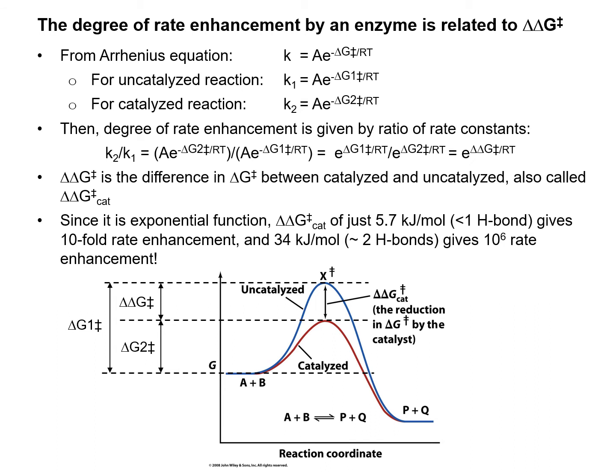So from the Arrhenius equation, where k can be written as this, for the uncatalyzed reaction, k1 will be written as this with the delta G1 double dagger. And you can see it right here too. Delta G1 double dagger will be indicating this much of energy change for the transition state. And the catalyzed reaction definitely will have a smaller delta G2 double dagger for its transition state energy. So it can be written as this. And then the degree of rate enhancement is basically the ratio of rate constants. So you can get it from k2 divided by k1, where you can get them here.